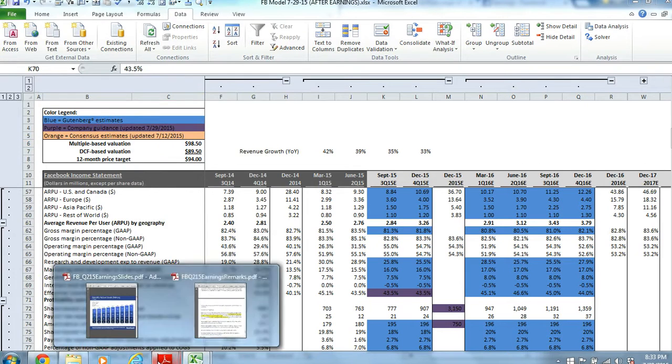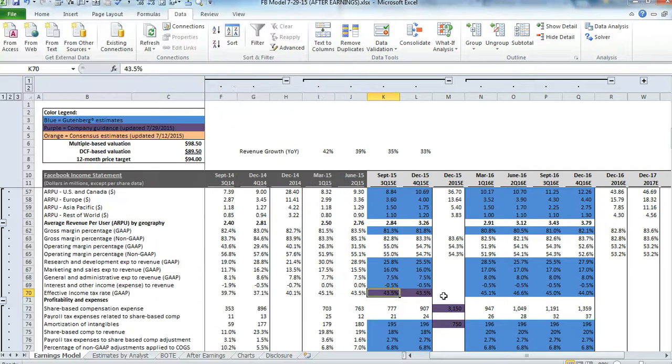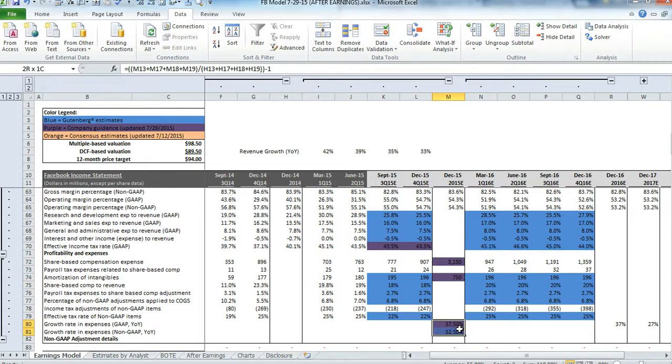So if we go back to the transcript, you can see they now expect GAAP expenses to be between 55 and 60% year-over-year growth rate for the full year, which is down a couple of percentage points at the midpoint, and non-GAAP expenses to be 50 to 55% versus 50 to 60%. So that's where all these purple sections are here. They also guided the effective tax rate to be consistent with the June quarter. They gave guidance for share-based comp and amortization expense, and then here's the year-over-year growth rate and expenses.